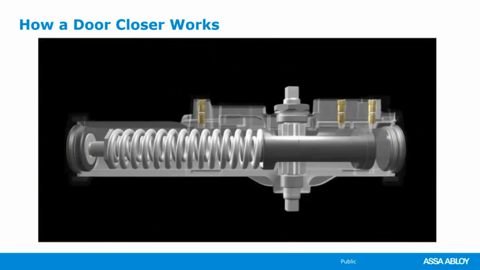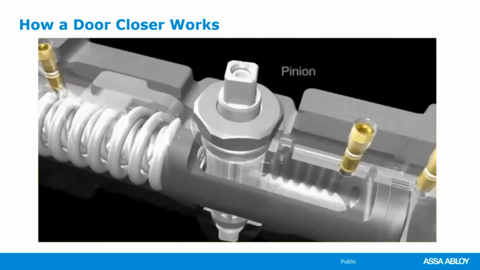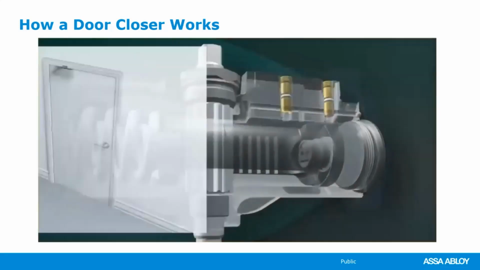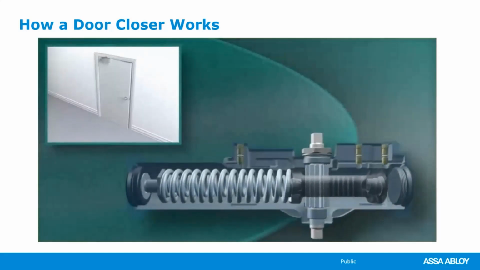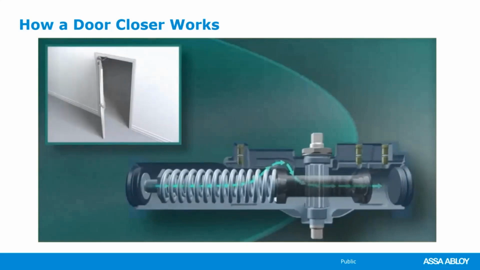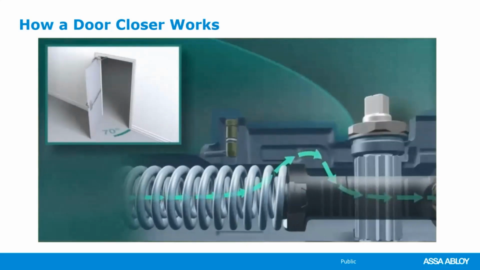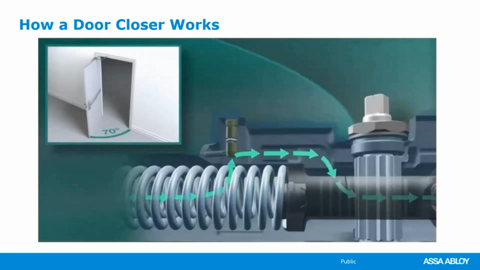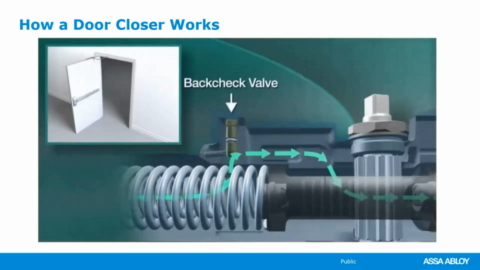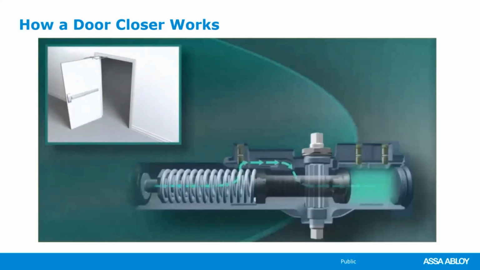Here's the basics. Each time the door is opened, the closer arm turns a pinion, which moves a piston inside the fluid-filled chamber. The speed of the piston is controlled by fluid passing from one side of the closer to the other. The valve controls the speed. When the door reaches about 70 degrees open, oil begins flowing through the back check valve, gradually increasing the amount of pressure required to open the door farther. This cushioning effect is called the backcheck function.